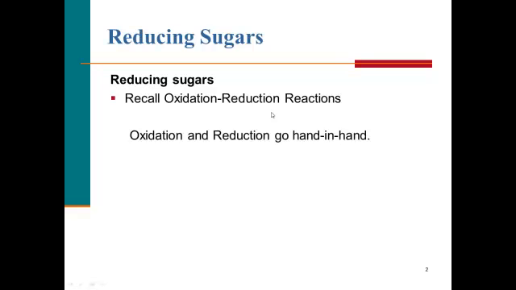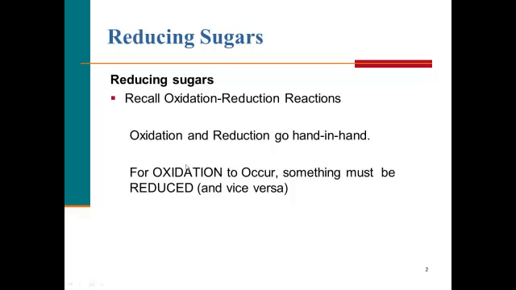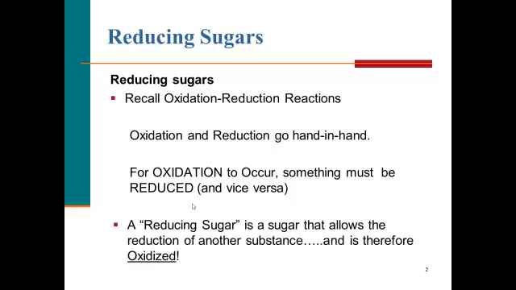So remember that oxidation and reduction go hand in hand. For oxidation to occur with one molecule, another molecule has to be reduced, and that's going to go both ways. For there to be reduction of a molecule, there has to be the oxidation of another substance. So a reducing sugar is going to be defined as a sugar that allows the reduction of another substance. So it is reducing another substance. And by doing that, the reducing sugar itself is oxidized.